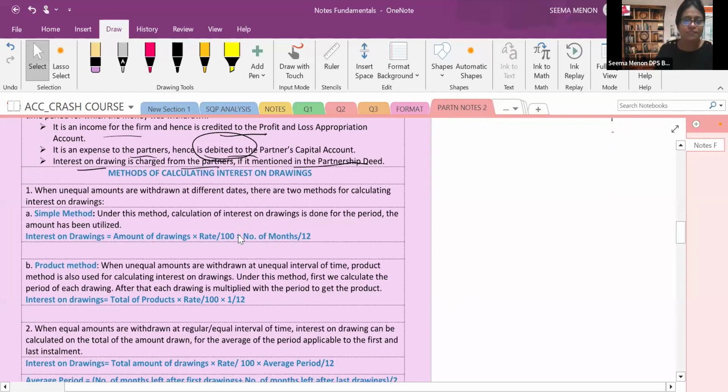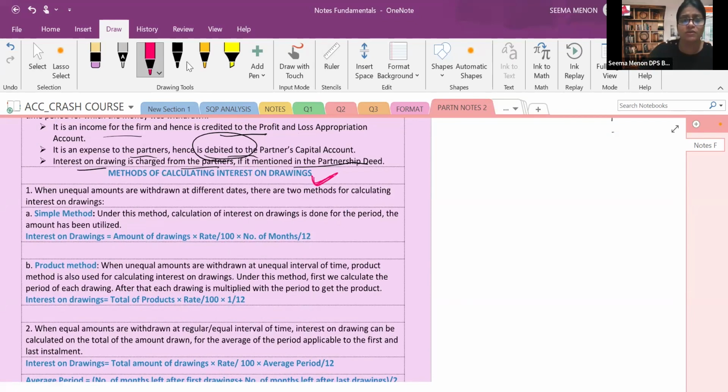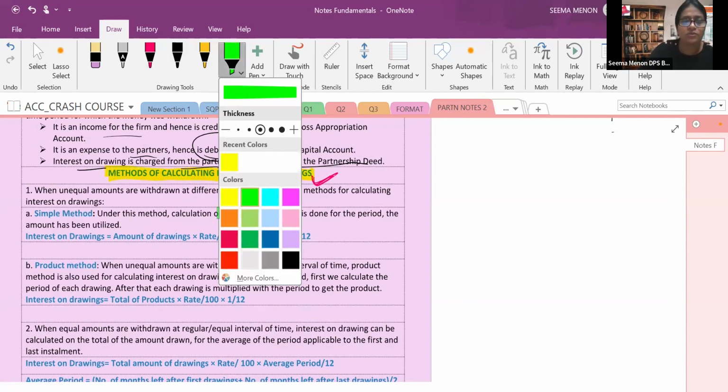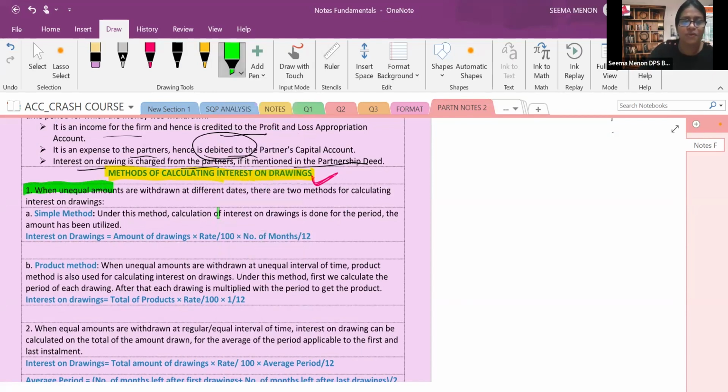Now, children, listen. Method of calculating interest on drawings. There are various methods, and we are going to discuss all those methods. Here, you need to get a good understanding. If your understanding is good, then it is very easy for you. The first one is when an unequal amount is withdrawn by the partner on different dates. The amount is different and the date is also different. For example, I will tell you.